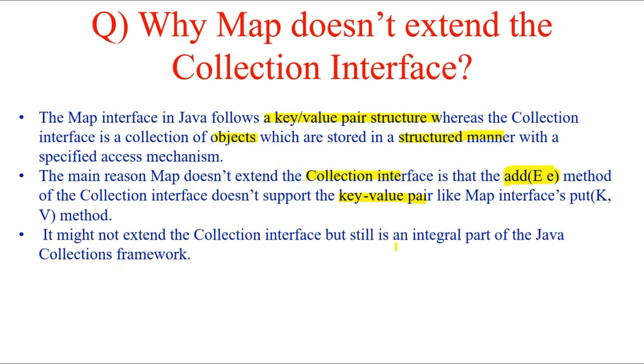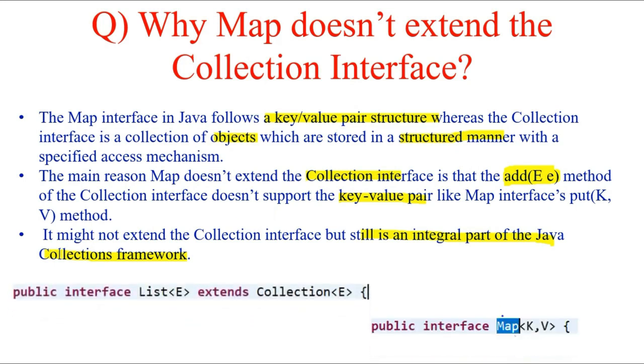But still it is an integral part of the Java collection framework because it's the only collection which can have a key-value pair in it. So it's very unique but a very important integral part of the Java collection framework. Now I'll give you an example. This is the documentation of these two classes. Suppose I have one list for you. This is the implementation of the List interface. It extends the Collection interface, but this Map does not extend any collection interface, but still it's a very integral part of the collection framework.